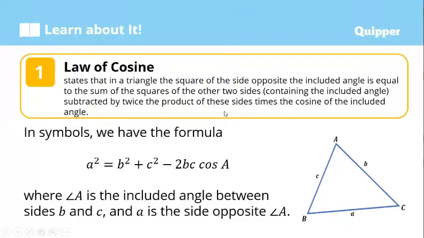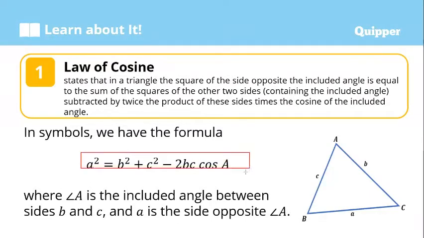Let us first define law of cosine. It states that in a triangle, the square of the side opposite the included angle is equal to the sum of the squares of the two other sides containing the included angle subtracted by twice the product of these sides times the cosine of the included angle. This is just the formula illustrated below.